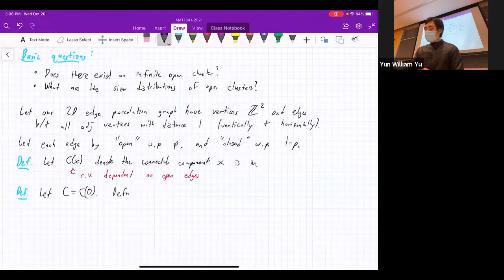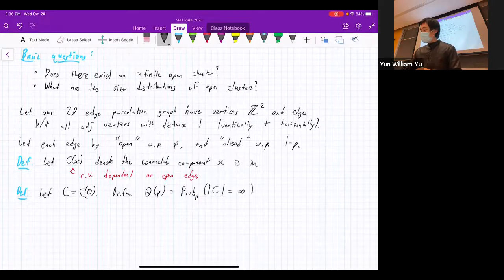And we're going to define theta of p, which is the probability, given this p parameter, that the size of our component C, including the origin, is equal to infinity. So this is the probability that the origin is in an infinite component. If I start at one arbitrary point, which we happen to call the origin, what's the chance that I can go out to infinity?